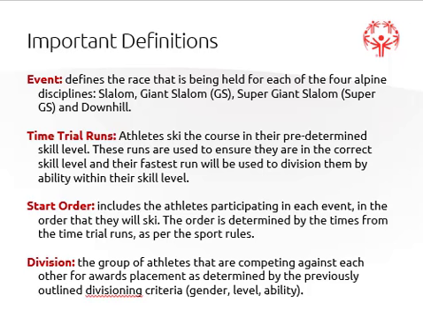Start order includes the athletes participating in each event in the order that they will ski. The order is determined by the times from the time trial runs as per the sport rules. Division: the group of athletes that are competing against each other for awards placement as predetermined by the previously outlined divisioning criteria: gender, level, and ability.